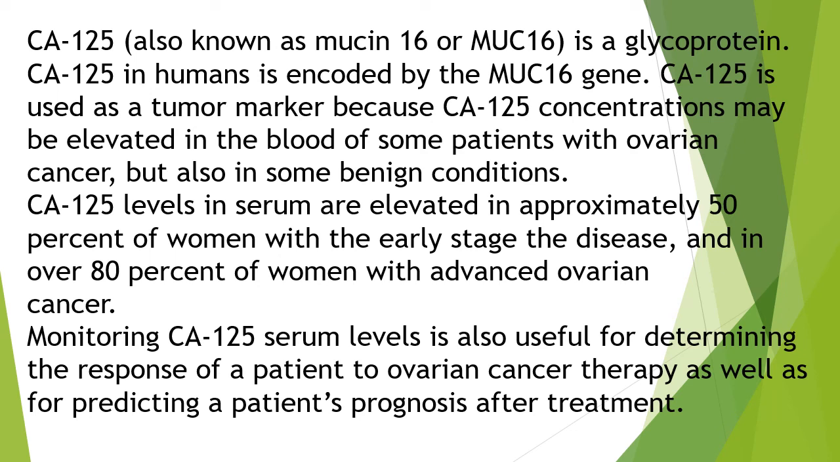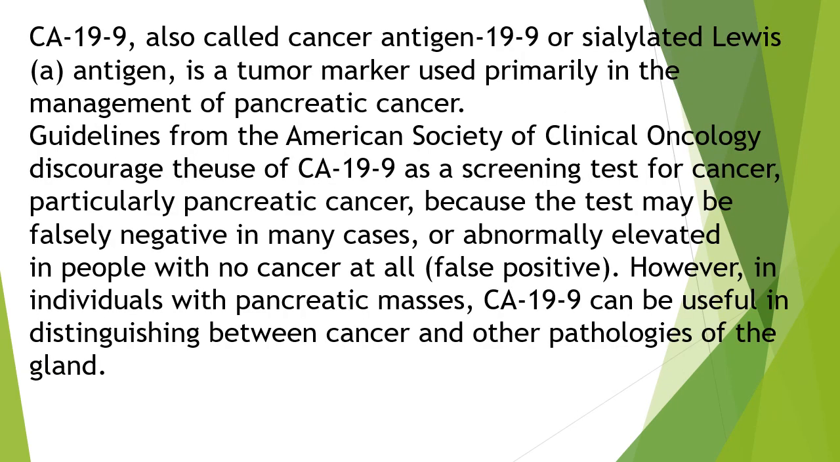CA125, also known as mucin 16 or MUC16. So this is used as a tumor marker because the concentration is elevated in patients with ovarian cancer. So it's also elevated in some benign conditions. And this is found in 50% of women with early stage ovarian cancer and 80% of women with advanced ovarian cancer. Monitoring this substance is useful for determining the response to cancer therapy. Also for prognosis after.